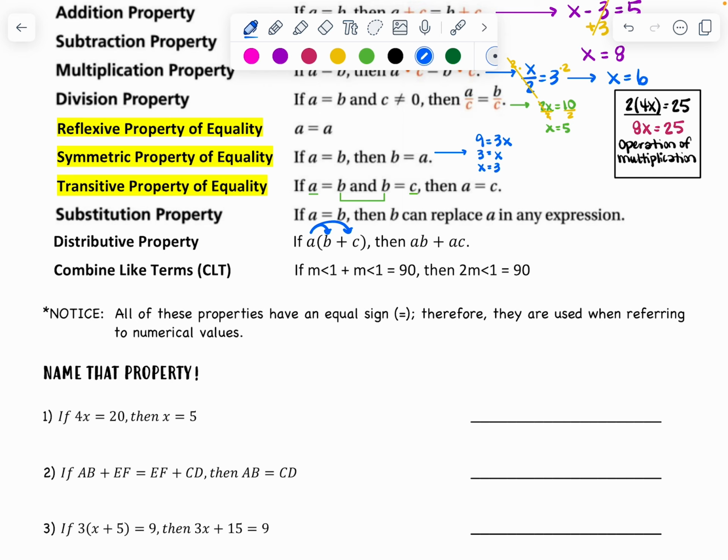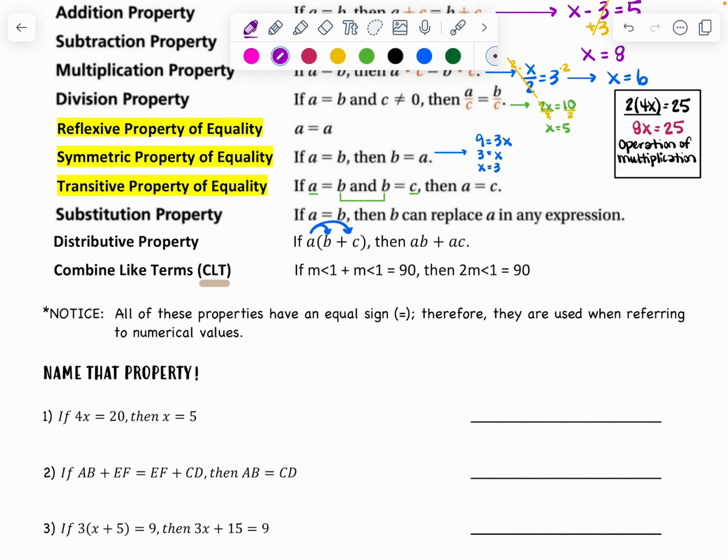The last one is not technically a property, but I went ahead and put it on this list. This is combining like terms, which we all know that a lot of times when we solve equations, we have to combine like terms. Anytime you do that in a proof, you're allowed to just write that as your reason. You could also write the operation of addition if you want in place of combining like terms, and that would be appropriate as well. But anytime you do combining like terms, you can just write that. And I abbreviate that as CLT, so I don't have to write combined like terms out all the time.